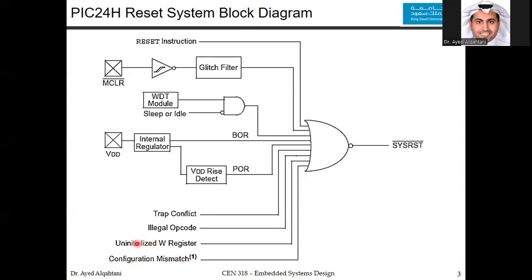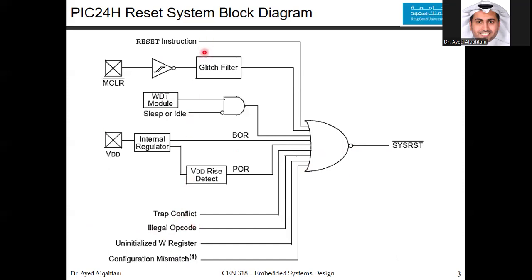We have the uninitialized working register. If one of the working registers for some reason is not initialized, then it will cause a reset. These are the sources of resets for which we don't have control. So if these events happen, it will reset the system. We are not going to talk about them anymore. We will just mention them in general.